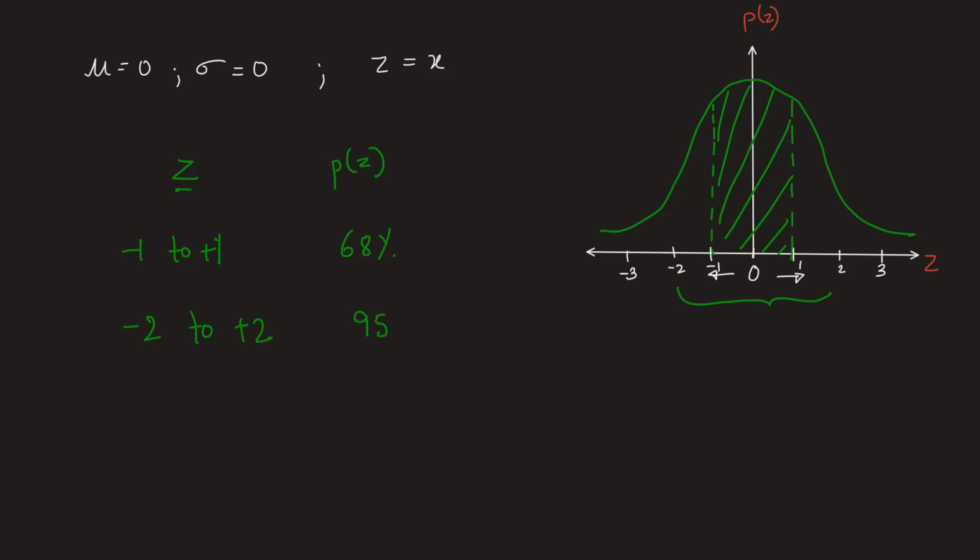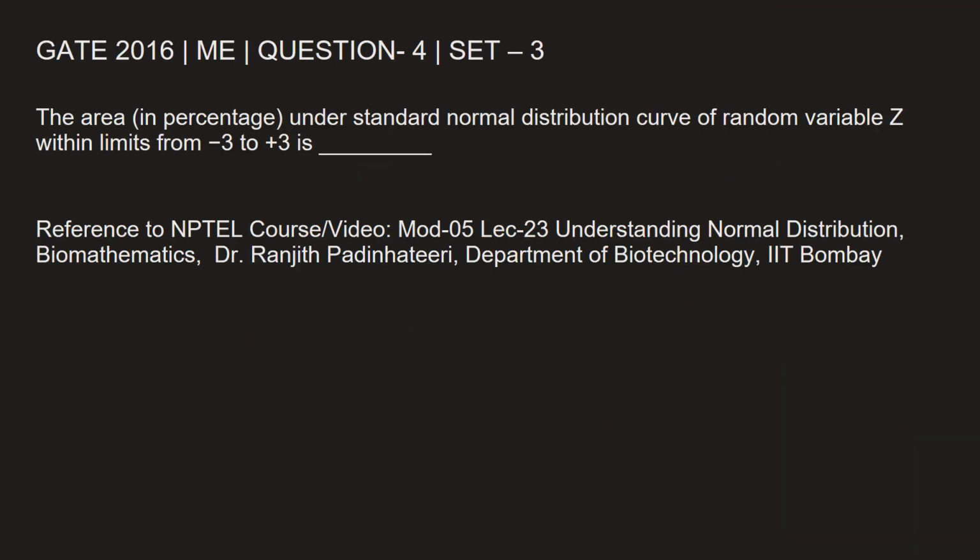It is 95%. For minus 3 to plus 3, it is 99.7%, almost close to 1 or 100%. So, this is a standard result which you should know. It's impossible to derive it during the exam. Let's go back and fill in the answer. So, when we have to write the answer in percentage, we have to write it as 99.7%.